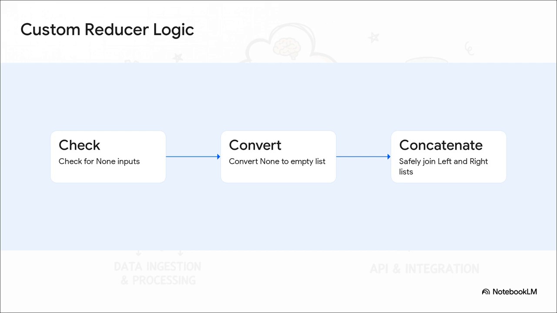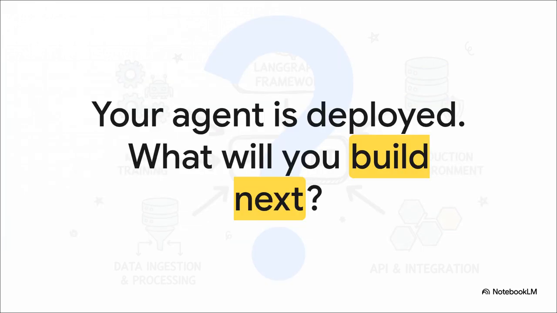If either of those happens to be None, you immediately convert that None into an empty list. Then, you just safely concatenate the left and right lists. Since adding an empty list to a regular list works perfectly fine, your parallel nodes are now 100% crash-proof, no matter what kind of weird blank data gets thrown their way. And honestly, just like that, you've taken a fragile local script and turned it into a robust, enterprise-ready powerhouse.